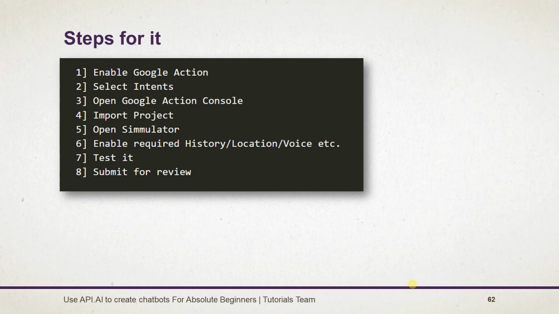console.actions.google.com. For this, we need to open console.actions.google.com. Click on import project and select the project that we have created by using the API.AI, and then open the simulator and send the message for testing. Note that we need to enable the history for the web, Chrome, map, app, and enable the voice command. If they are disabled, then you will receive a message. To start the conversation, we need to send talk to your assistant app name. Then we will receive the greeting and send the message that you want to send.